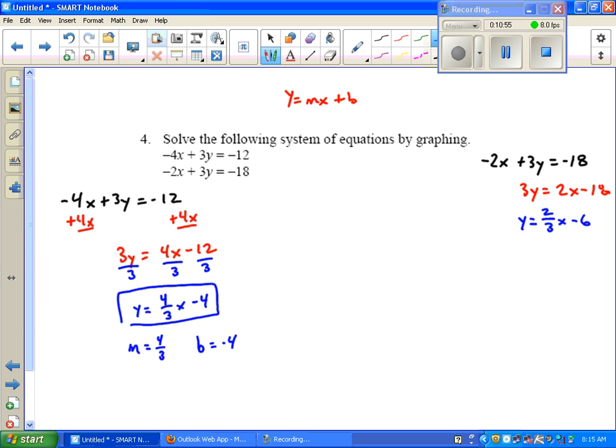Where your m value for this one is 2 over 3. And your b value is negative 6. Again, mx plus b. Both of those tell you where to graph those equations. So on one plane, your first equation tells you to begin at negative 4.